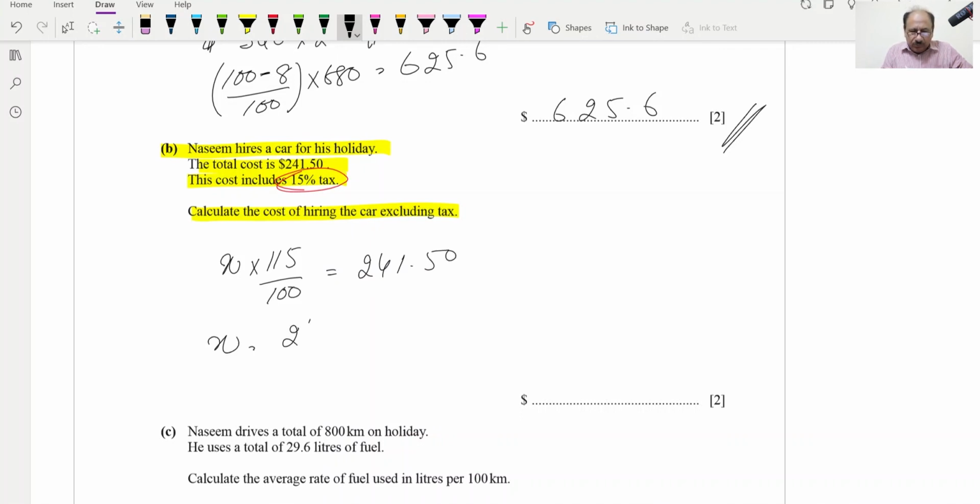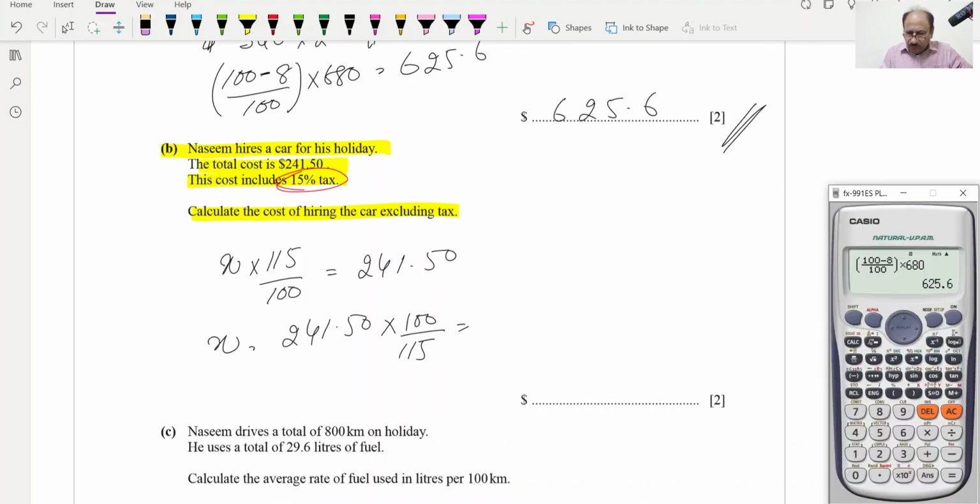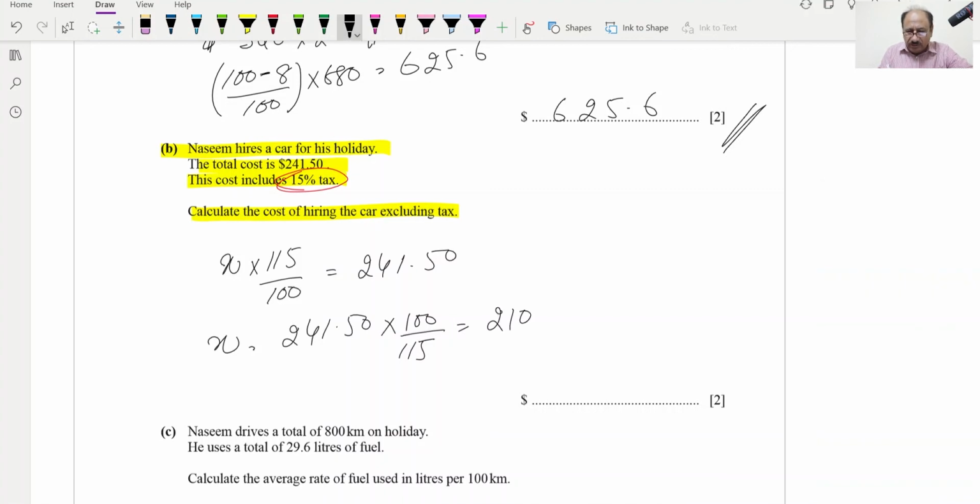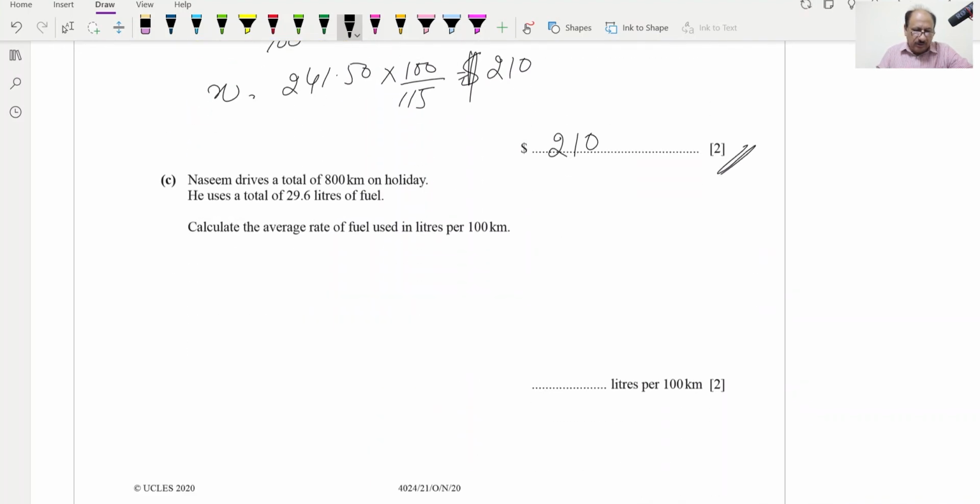So X will be equal to 241.50 multiplied by 100 divided by 115. We have shifted this to the other side, and 241.50 multiplied by 100 divided by 115 is equal to 210. So without tax this amount will be 210. This will be our final answer for 2 marks. Hopefully you are understanding.